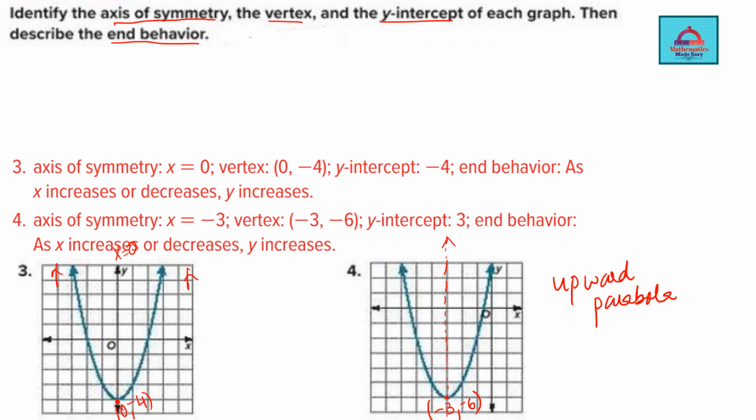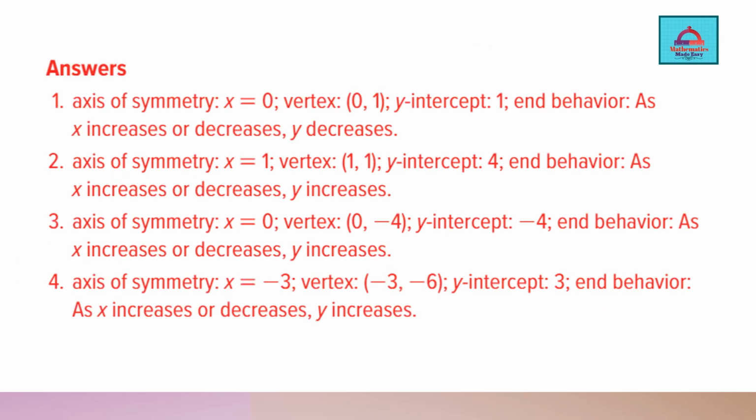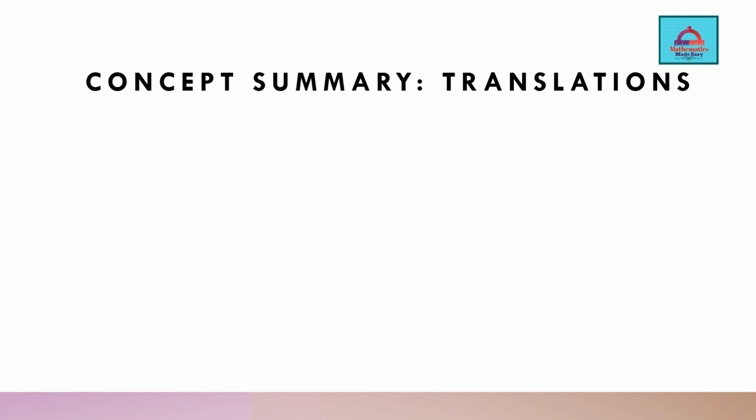So what is this line? 1, 2, 3, negative 3. So x equal to negative 3 is the vertical line. Again, being an upward parabola, it increases. That's the end behavior. So this slide is an answer key to all four questions together. I hope looking at the graph now you can find the axis of symmetry, vertex, y-intercept, and write the end behavior. Any graph that they give you, now you should be able to do the question confidently and correctly. Next, let me give you the concept summary of translation.